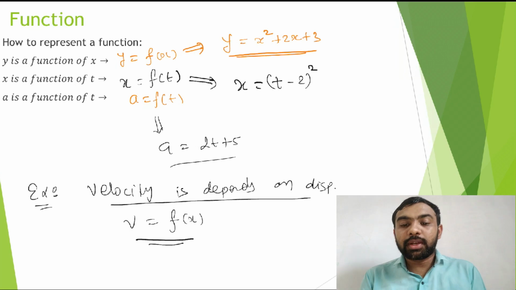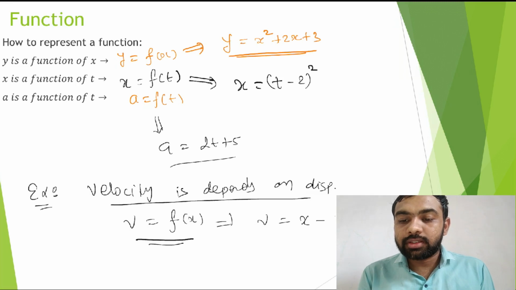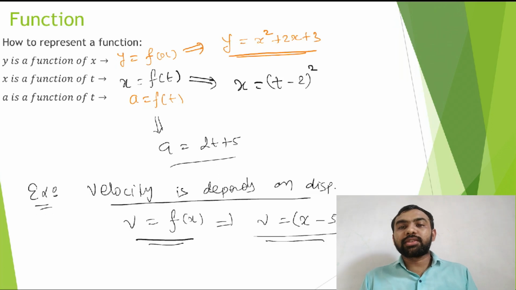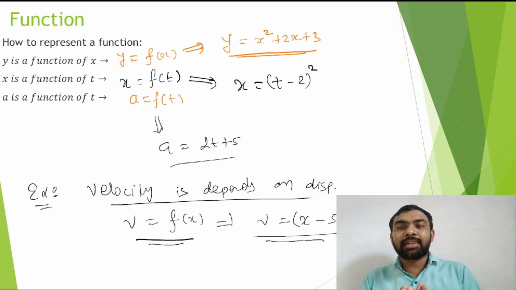For example, how does it depend? Suppose velocity depends on displacement in this way. Suppose x minus pi. So v is equal to x minus pi, which is a function of x. So velocity is nothing but a function of x. In this way we can write any type of function. This is just an example.